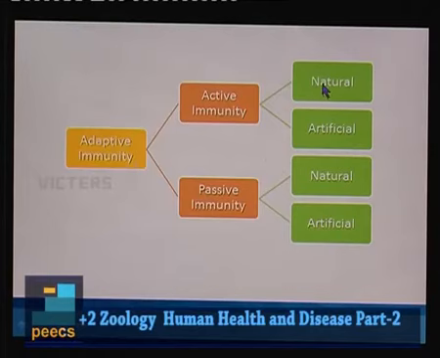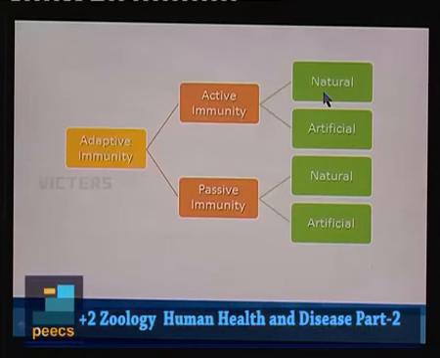What is the natural type of active immunity? Natural active immunity is attained when microbes enter into our body, or whenever there is an infection. So, by way of infections, when microbes are entering, that will activate our immune system and they are considered to be antigens. So, that is a natural type of active immunity.